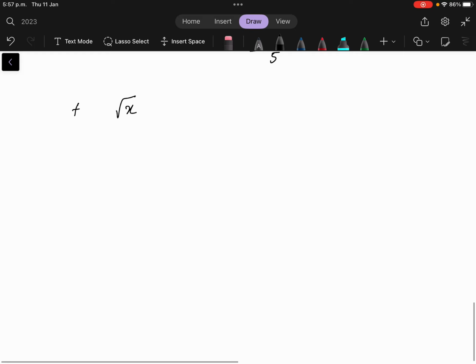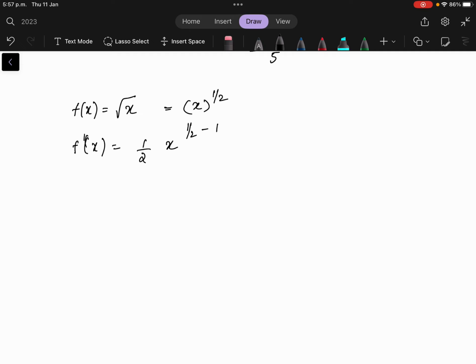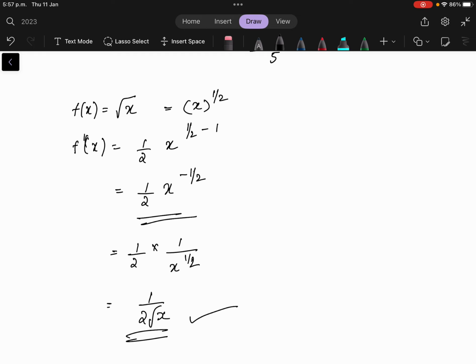How will you differentiate if f of x is equal to root x? So immediately you have to think it is x to the power of 1 over 2. So f dash x will be equal to 1 over 2 x to the power of 1 over 2 minus 1, which is equal to 1 over 2 x to the power of minus 1 over 2, and minus 1 over 2 can be written as 1 over 2 times 1 by x to the power of 1 over 2, or I can write it as 1 by 2 root x. The simplification is important in differentiation, because if you write it here, you might lose 1 mark. So you have to make sure that you simplify it to the core. If the question is given in root, you have to write it in root.